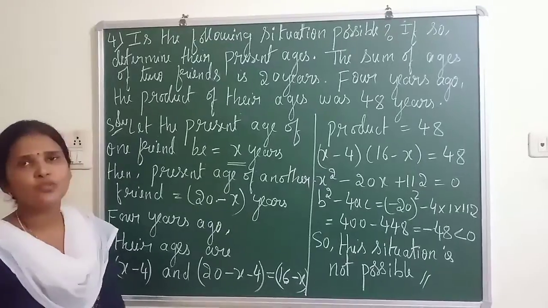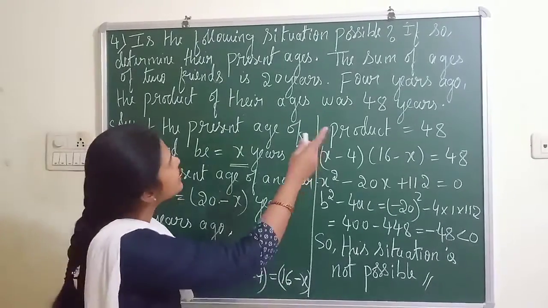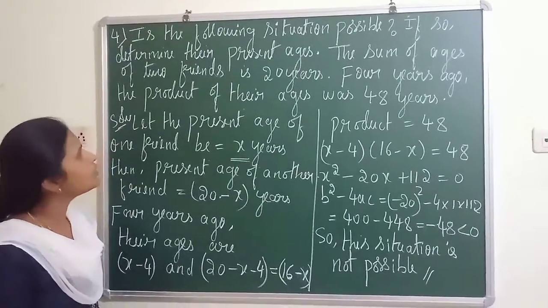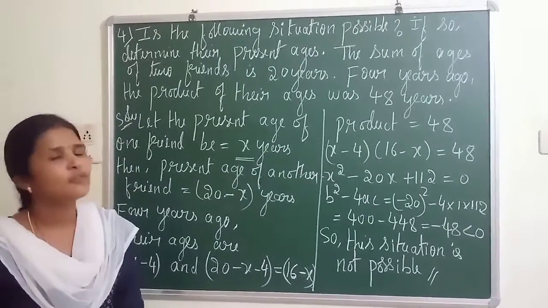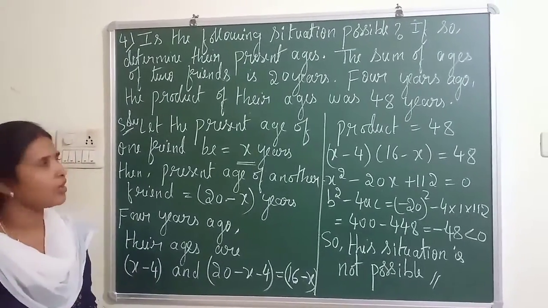Is the following situation possible? If so, determine their present ages. The sum of the ages of both the friends is 20 years. 4 years ago the product of their ages was 48 years. So let me check whether this situation is possible or not.